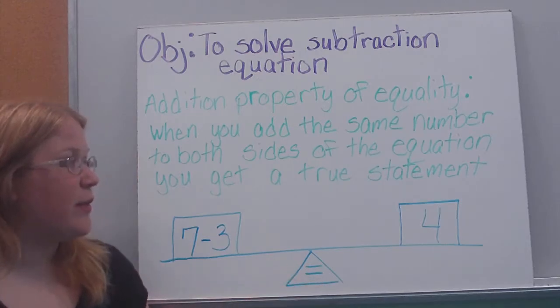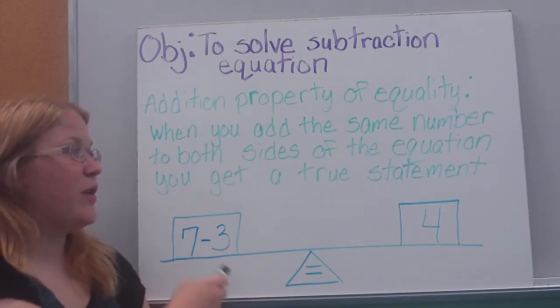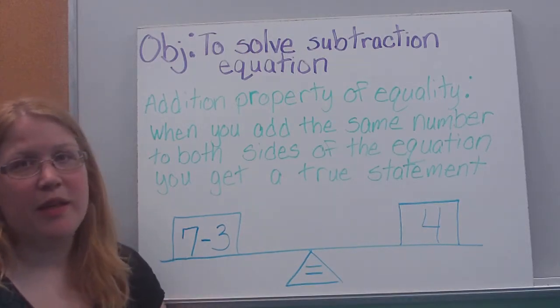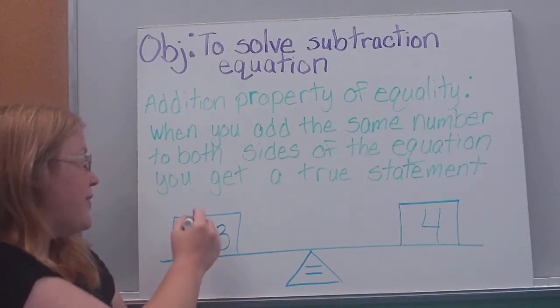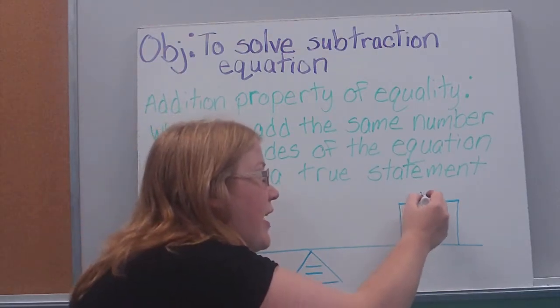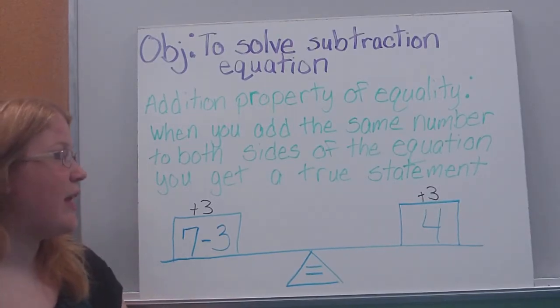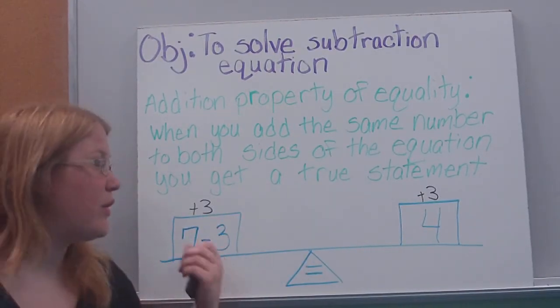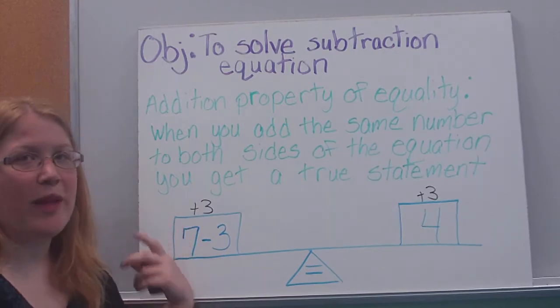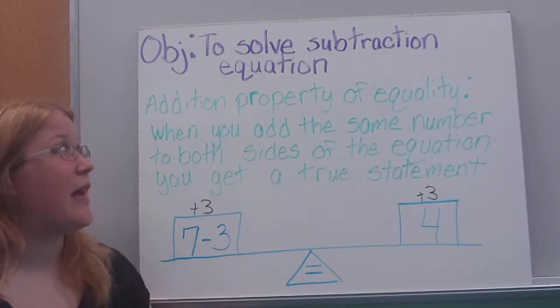So again, I drew the little balance to help you keep thinking of that equals as a balance sign. 7 minus 3, which is 4. So they're balanced. So what I'm saying is I can add 3 more back to this side, which would give me 7. I can add 3 to this side, which would also give me 7. So I still have a true statement as long as I do it to both sides. If I only added it to one side, this side would be heavier, my scale would tip, and then we couldn't keep our equal sign here because that's not true.